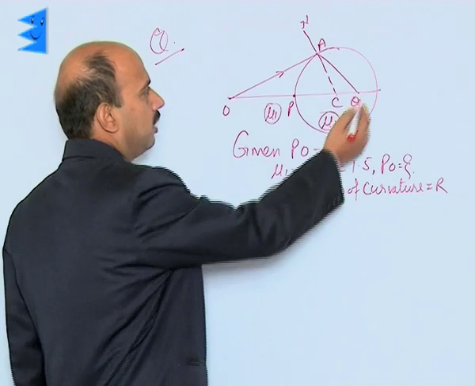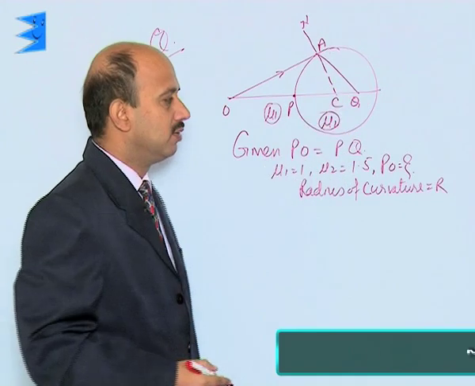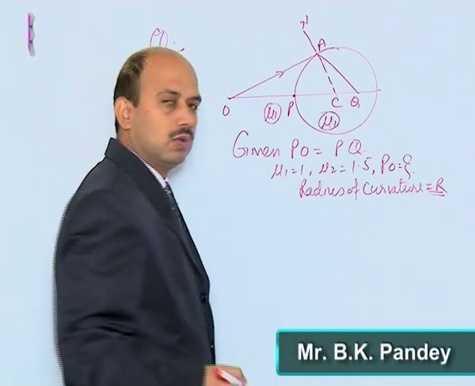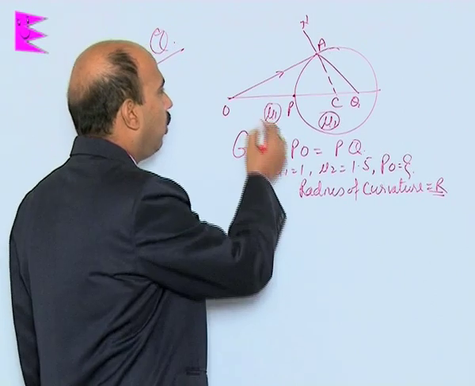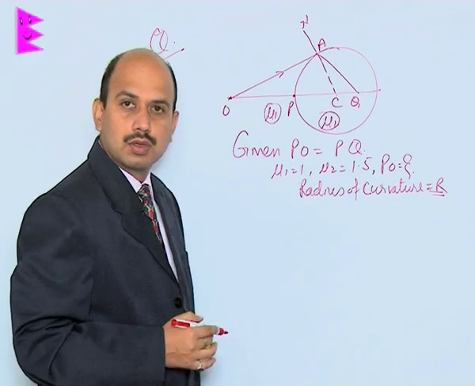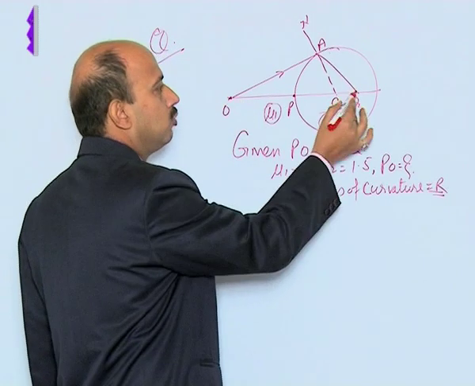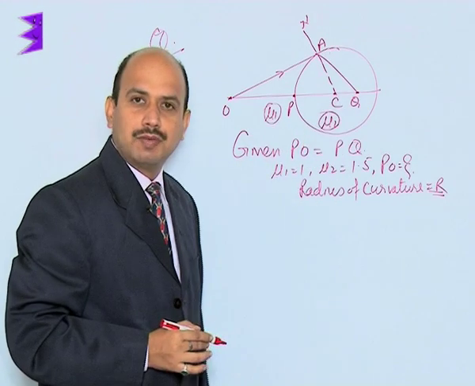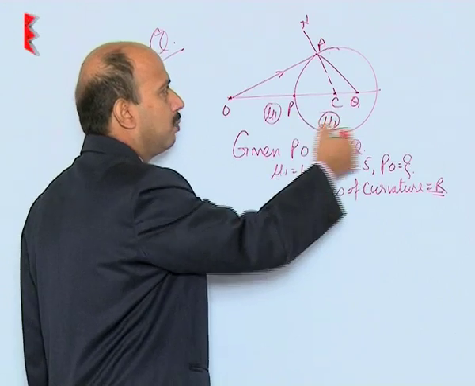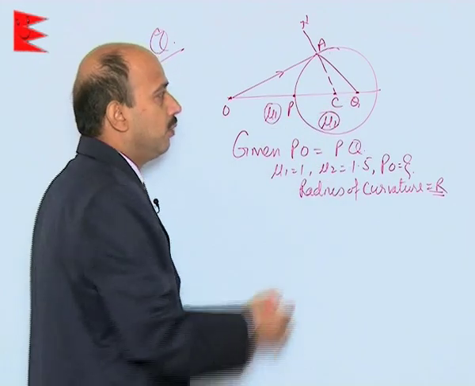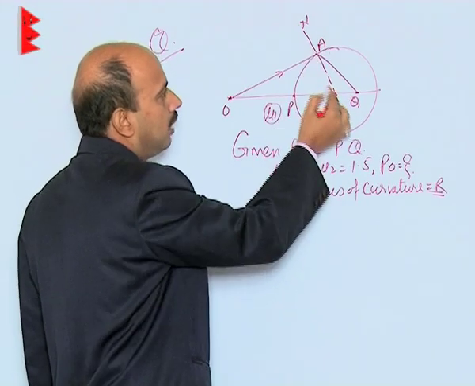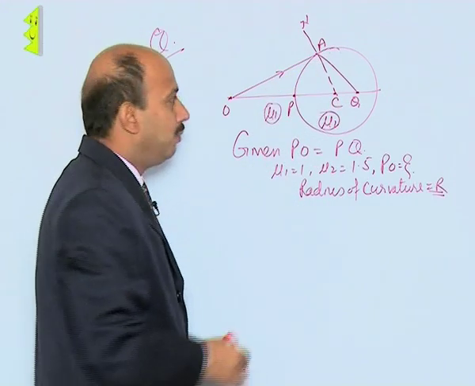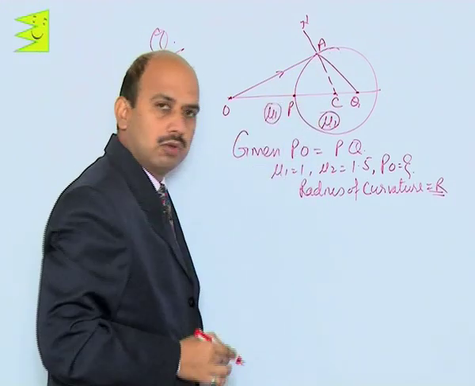Now see here, this is a spherical surface of radius r, the radius of curvature is given to you as r, and one object is here. Image of this object is obtained at the point Q, and C is the center of curvature, or you can say the center of this spherical surface. From the center C, the line going here is normal to the surface, and point P can be considered as the pole.